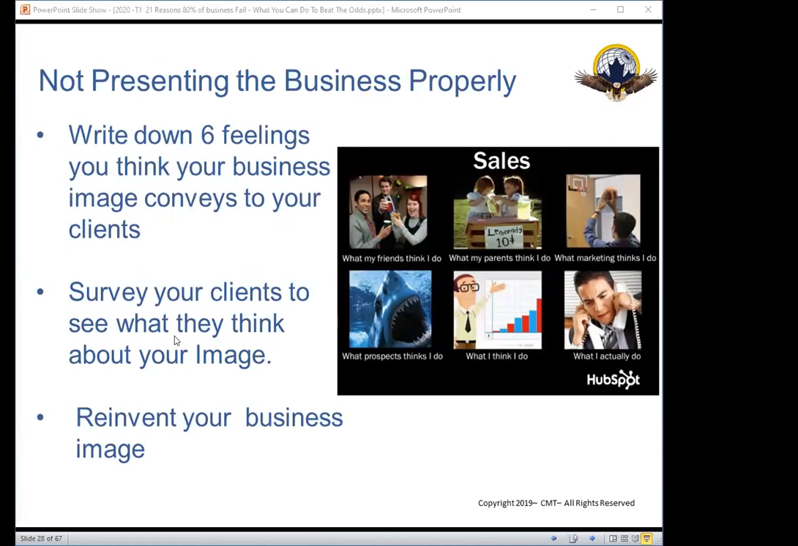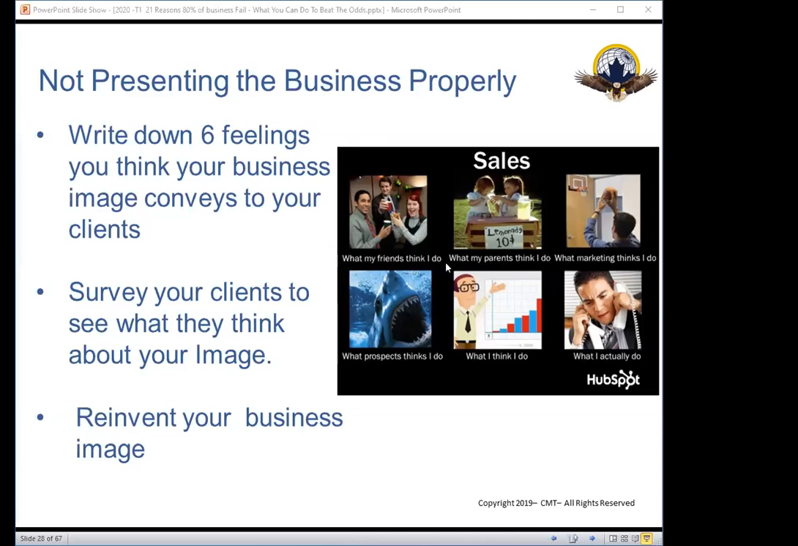So write down 6 feelings you think your business image conveys to your clients. Then survey your clients and see what they think about your image. And then reinvent your business image based on the feedback. That's a very simple way to start a sales process with people. Survey.